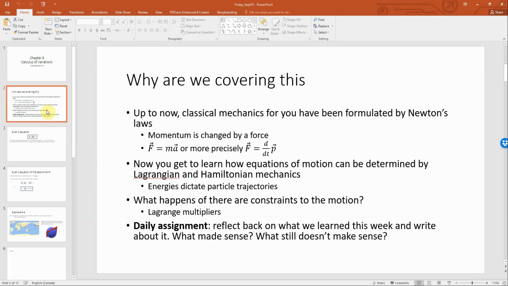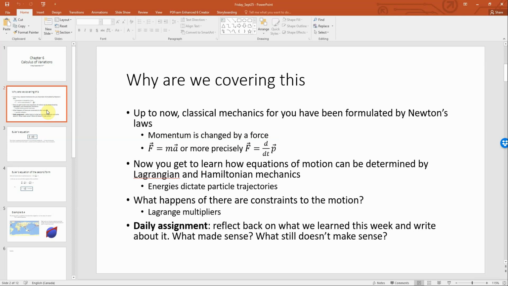As I said before, up to now, classical mechanics has been formulated for you by Newton's laws. In Newton's laws, of course, the rate of change of the momentum is given by some force, F. F is equal to dp/dt, and you probably know this more likely as F equals ma. But it turns out that you can actually formulate mechanics based on energies and scalars instead, and so those are Lagrangian and Hamiltonian mechanics, where the energies dictate particle trajectories rather than forces and momenta.